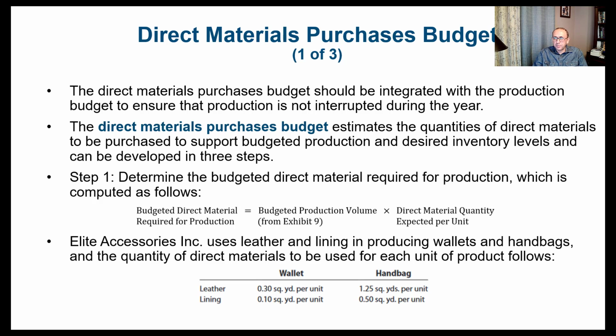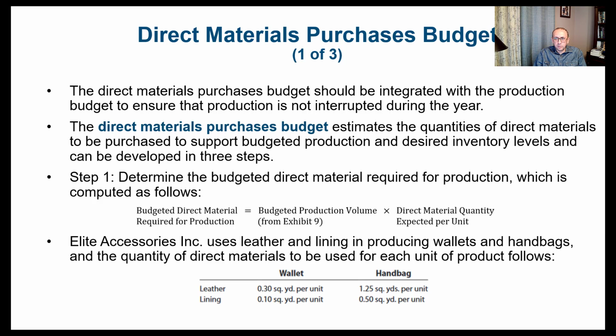So, the direct material purchases budget. The direct material purchases budget should be integrated with the production budget to ensure that production is not interrupted during the year. The direct material purchases budget estimates the quantities of direct material to be purchased to support budgeted production and the desired inventory levels, and can be developed in 3 steps. So we can develop this budget using the following 3 steps.